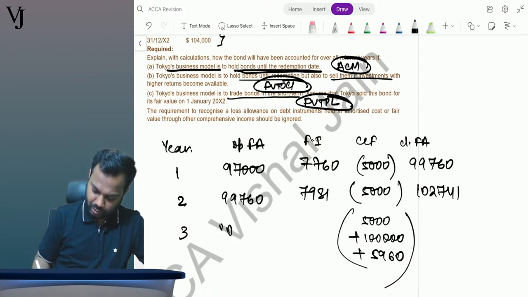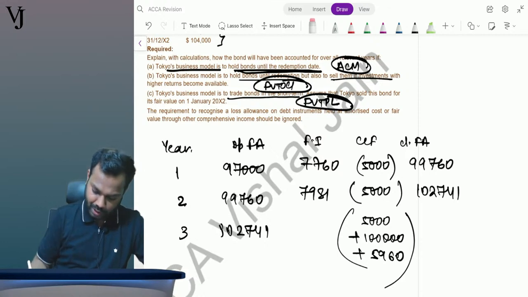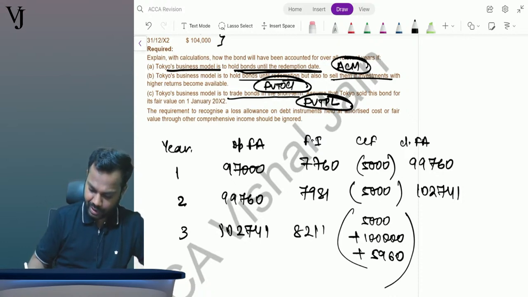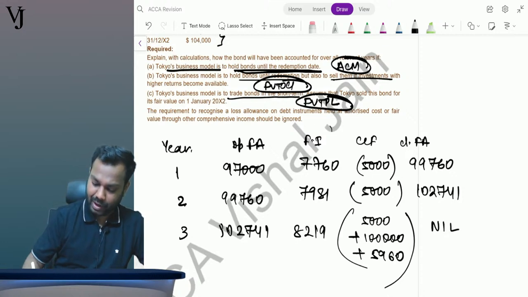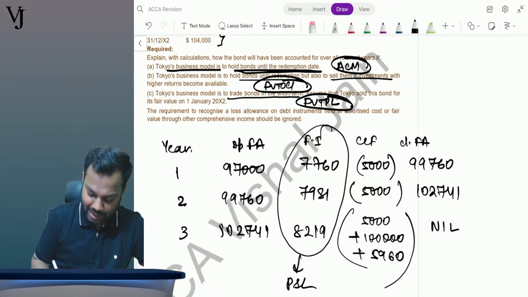Okay, now 102,741 multiplied by 0.08 is 8,219, and it will become nil here. Now this finance income will go to P&L. We ignore the fair value changes. So this is the answer to A.